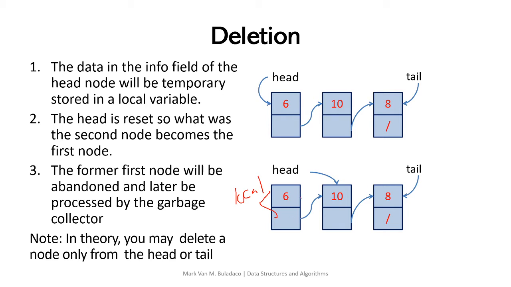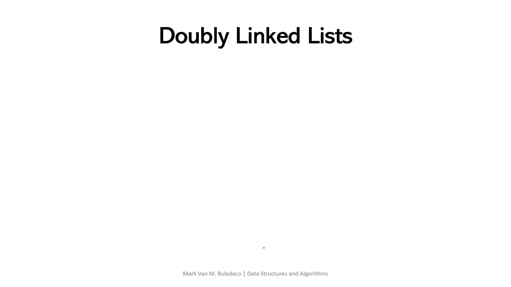Then after that, the reference to the original next node, which is now in a local variable, will be erased. Okay? And then the former first node will be abandoned. It will then be collected by the garbage collector of the programming language that you are using. In our case, if we are using Java, it will be collected by the garbage collector of the Java virtual machine.